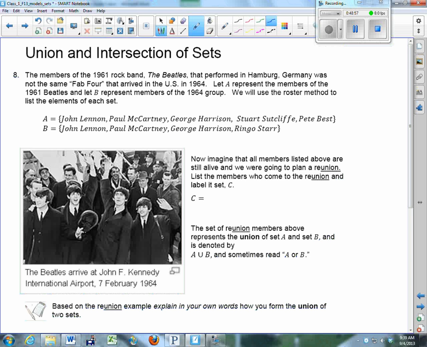But what a lot of people don't know is that we're going to let A represent the set of Beatles in 1961. Notice, these are the members of the Beatles in 1961. Some of you who are music buffs know what happened with Pete Best and Stuart Sutcliffe, and how Ringo Starr was probably the luckiest man in the world.